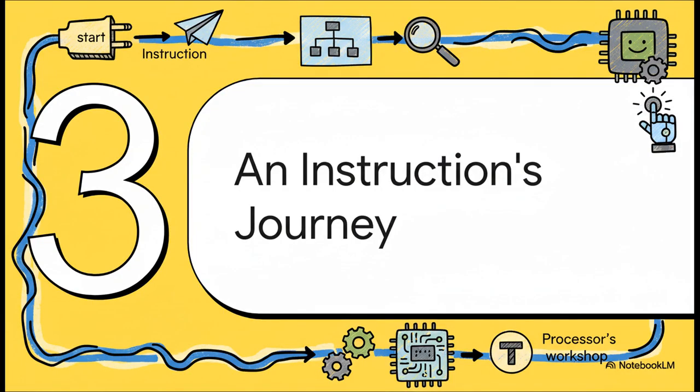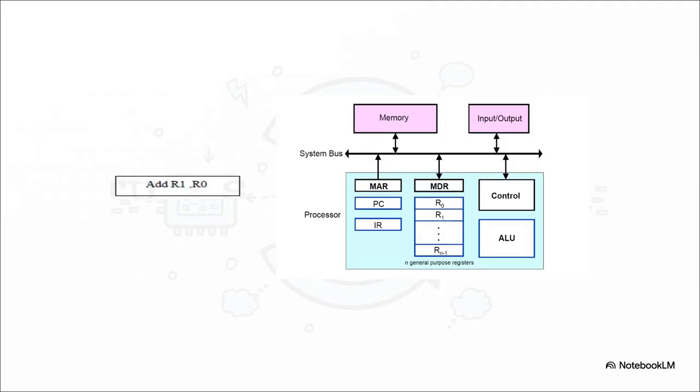Okay, so we've met the whole crew. Now, let's actually see them in action. We're going to follow one single, simple instruction and watch its entire journey through our processor workshop. So here's our work order for this example. Add R1, R0. Now, R1 and R0 are what we call registers.